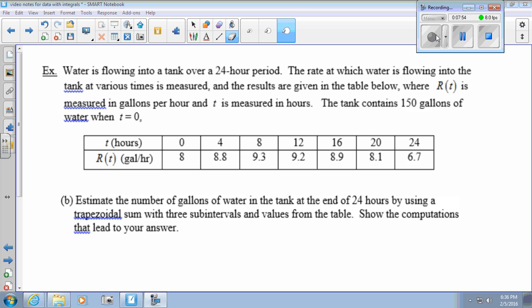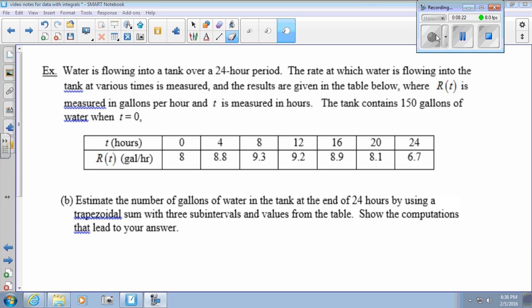Okay. Now for the last one, 1/2. My base 1 is f of 16, or 8.9. My base 2 is the f of 24, because my interval is from 16 to 24. So f of 24 is 6.7. And then again, my width of my interval, 24 minus 16, is still 8. So that's the height of my trapezoid.